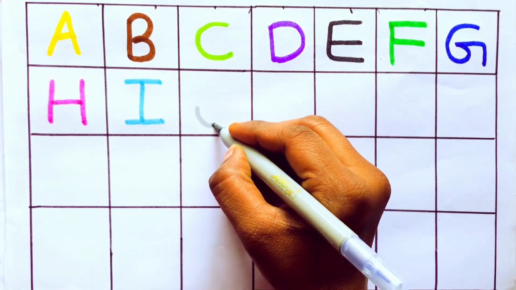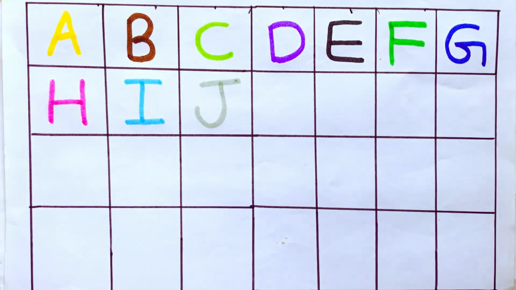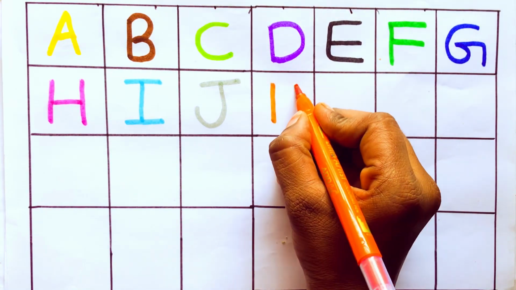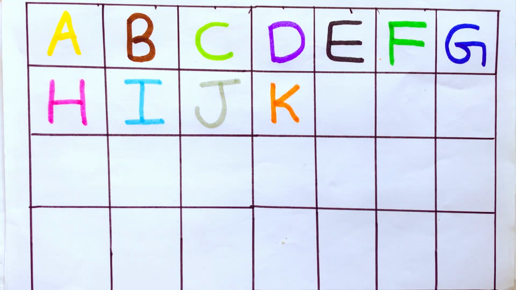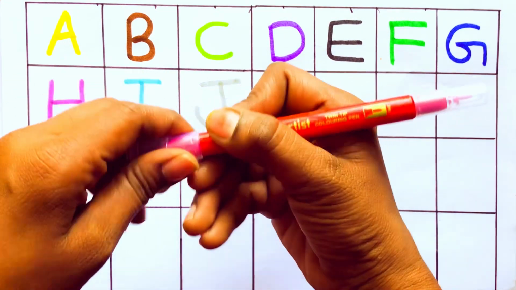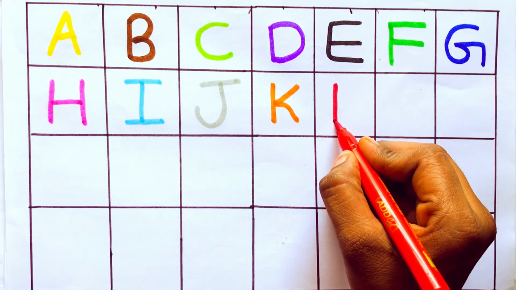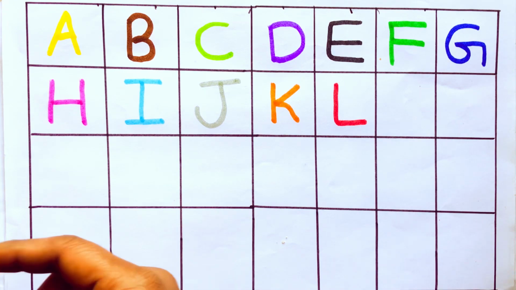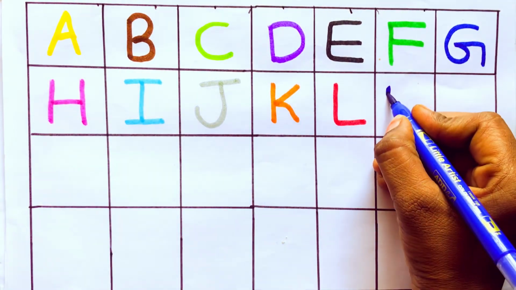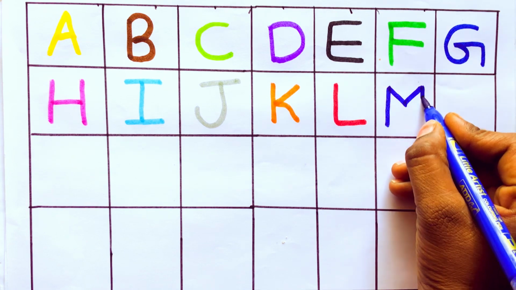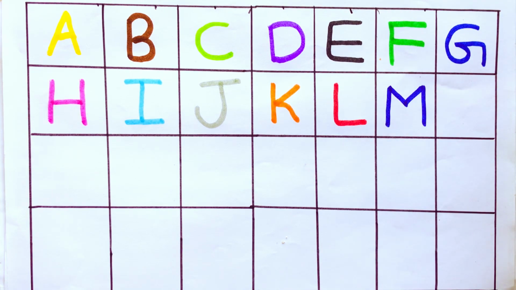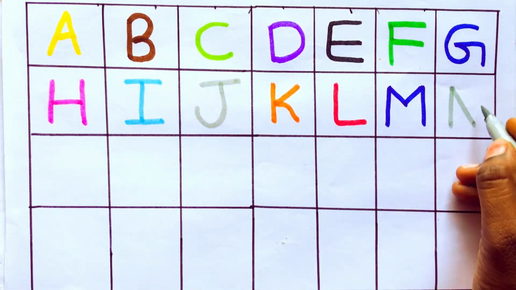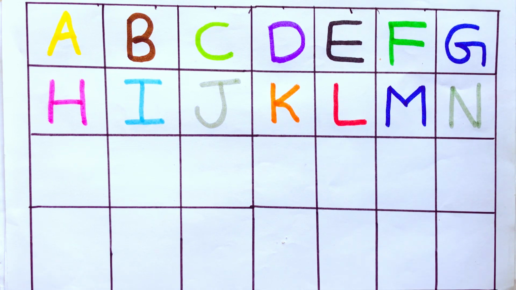Ash color, J for jug. Orange color, K for kite. Red color, L for lion. Blue color, M for monkey. Ash color, N for nest.